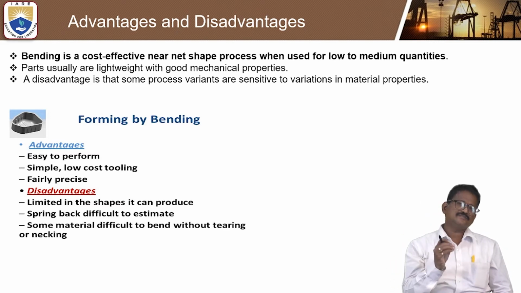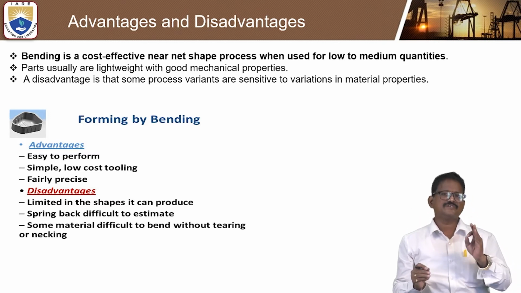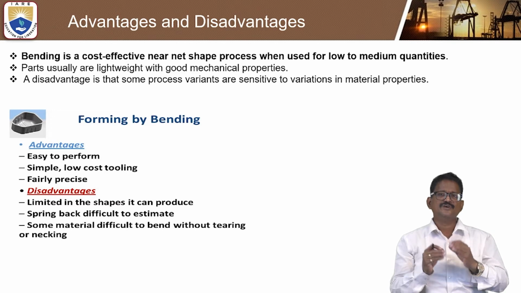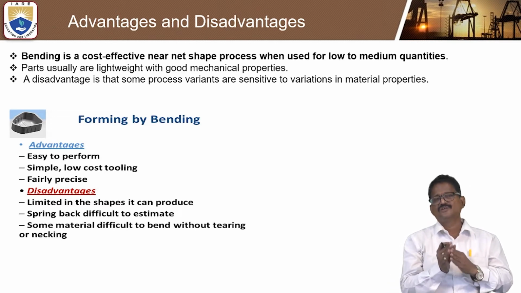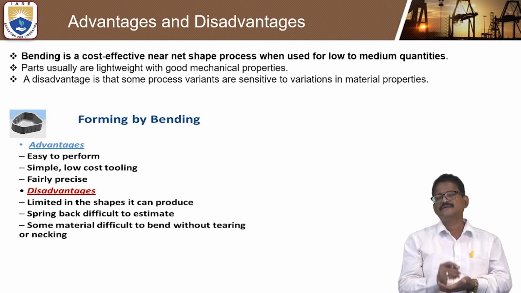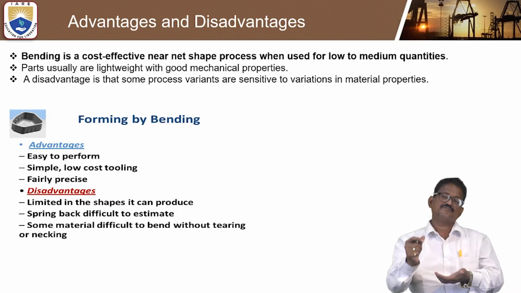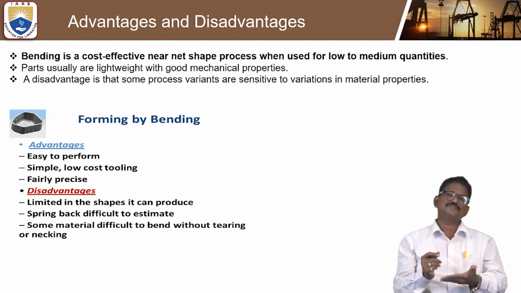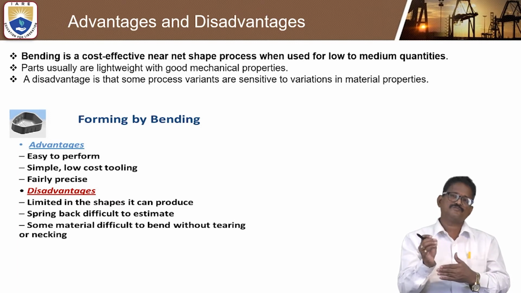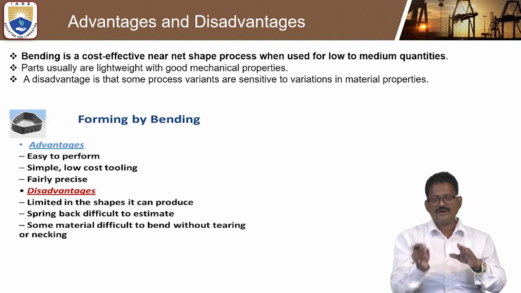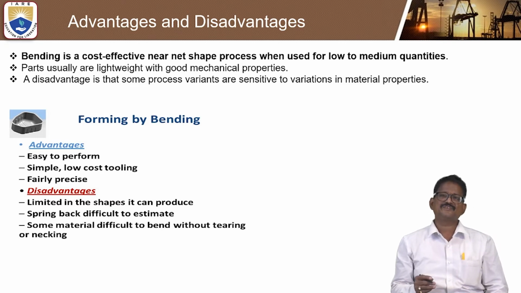And in every process there will be some disadvantages also. The major disadvantage in this process is that variants are sensitive to variations in material properties. While applying the bending, depending on a ferrous metal, how much force is required? For some ceramics, what force is required? For some plastic material, how much force and pressure is required to form a single shape? Okay, so that is what the disadvantages are about.